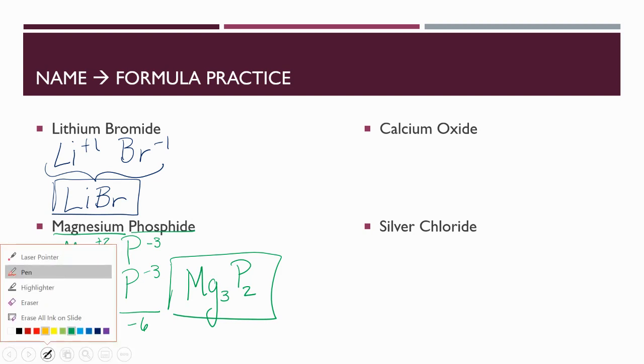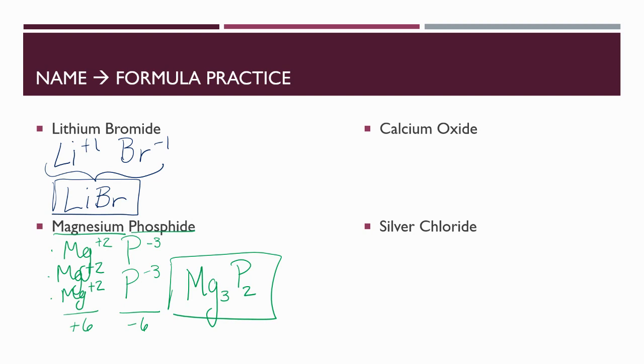Next example, calcium oxide. Find calcium. It lives in group 2, so it's got a +2. Find oxygen. It lives in group 6. It has a -2 charge. Calcium and oxygen even each other out in a 1-to-1 ratio. Each +2 is going to cancel out the -2. So when those charges match numerically, we can just mush it together and write our formula.